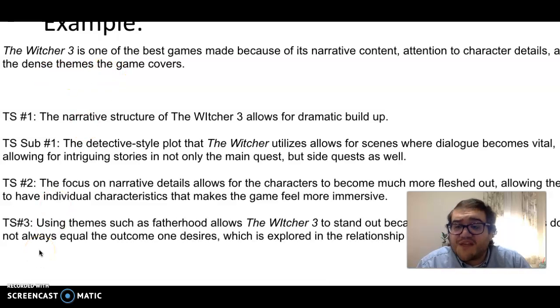Topic sentence number 3: using themes such as fatherhood allows The Witcher 3 to stand out because it explores how actions do not always equal the outcome one desires, which is explored in the relationship between Geralt and Ciri, 2 characters from the video game.